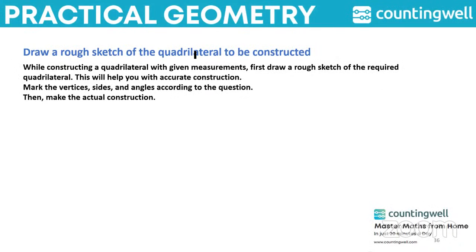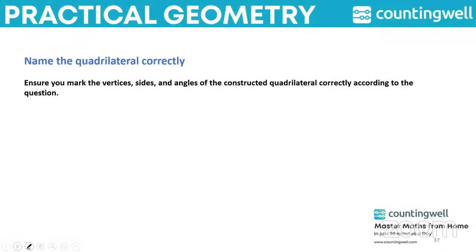Also draw a rough sketch of the quadrilateral to be constructed because this will give you clear idea of the accurate construction. You can mark the vertices, sides and angles according to the question and then make the actual construction. Always name the quadrilateral correctly. So if you are asked to construct a quadrilateral ABCD, make sure they are in the cyclic order. Like after A, B should come, then after B, the vertex C should come, and then after C, the vertex D should come.